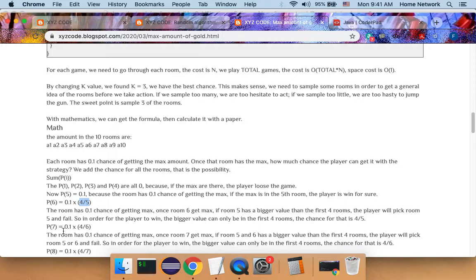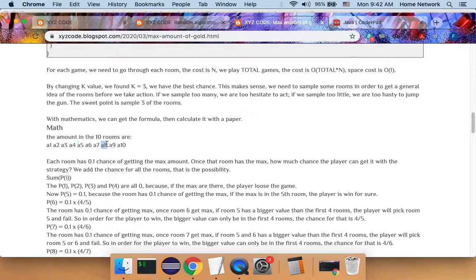For the 7th room, there are 6 rooms. If the maximum amount is at room 5 or 6, the player will pick from 5 or 6 instead of picking from 7. So it will fail the game. In order to win the game, the maximum amount has to be in the first 4 rooms. Otherwise, it will fail. So the chance is 4 over 6.